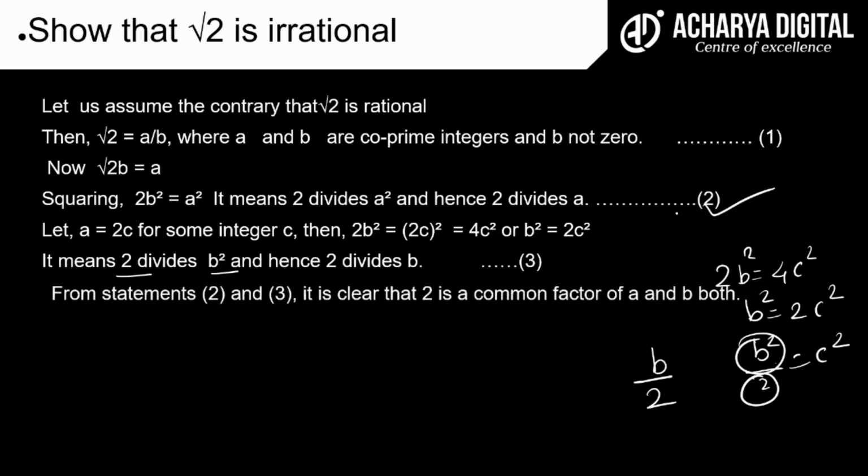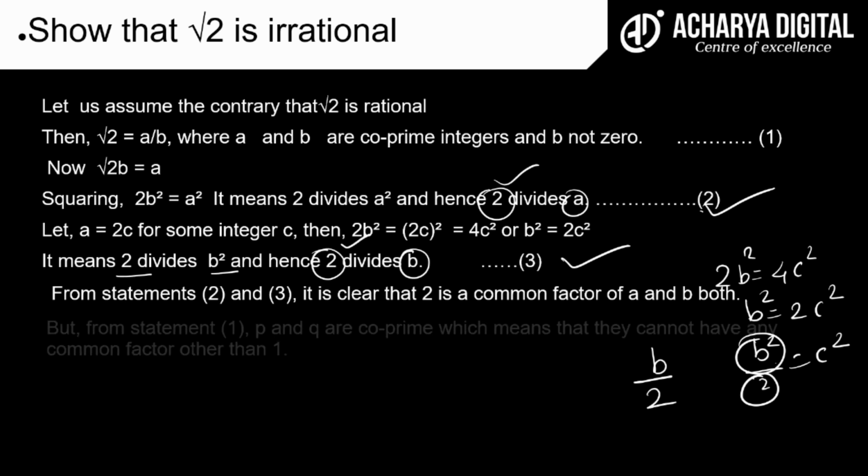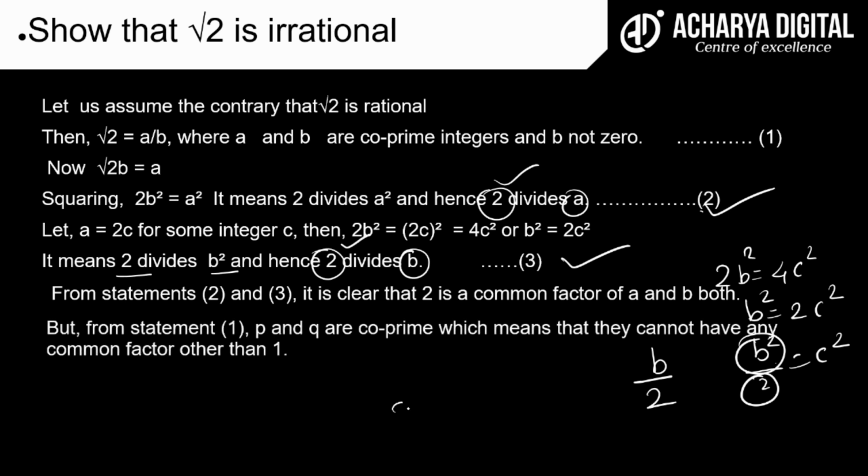Next, from statements 2 and 3, what can I conclude? 2 is dividing b also, and it is dividing a also. So can I say that 2 is a common factor of a and b? Yes. But if it is a common factor of a and b, then will a and b remain co-primes? Because co-primes don't have anything in common except the number 1. And we have shown right now 2 is a common factor.